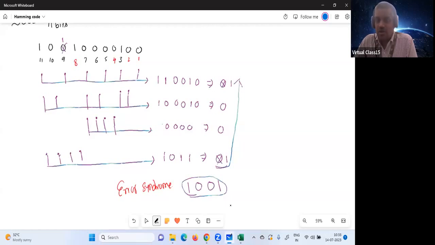If the error syndrome is not equal to 0, there is an error. Error is detected, and then which bit has to be corrected, right? Before correction, it has to identify which bit is corrupted. Can you tell me the decimal equivalent for this one? 1001 is binary, right? What is the decimal equivalent?